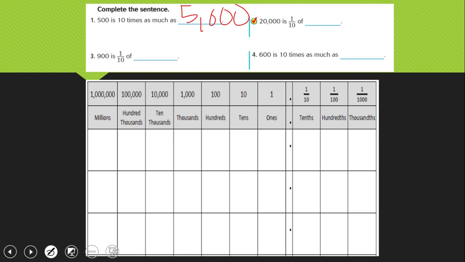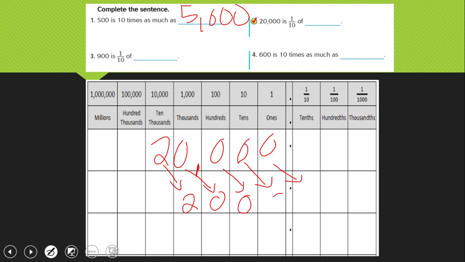All right, let's do number 2. We have 20,000 is 1/10 of what? So let's write that down. 20,000. Add your comma to see it. Now 1/10. Remember, shifting to the right now. Very nice. You can do that one. You have 2, 0, 0, 0. Again, you don't have to place this here, but you have the 2 in the thousands, so you have 2,000.